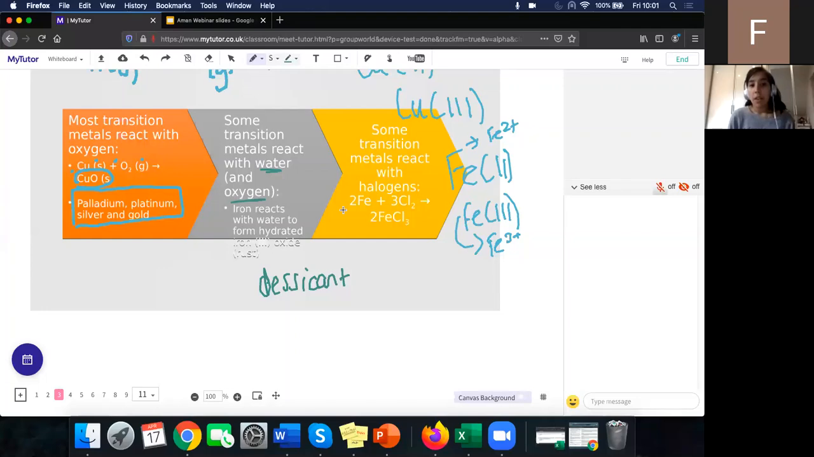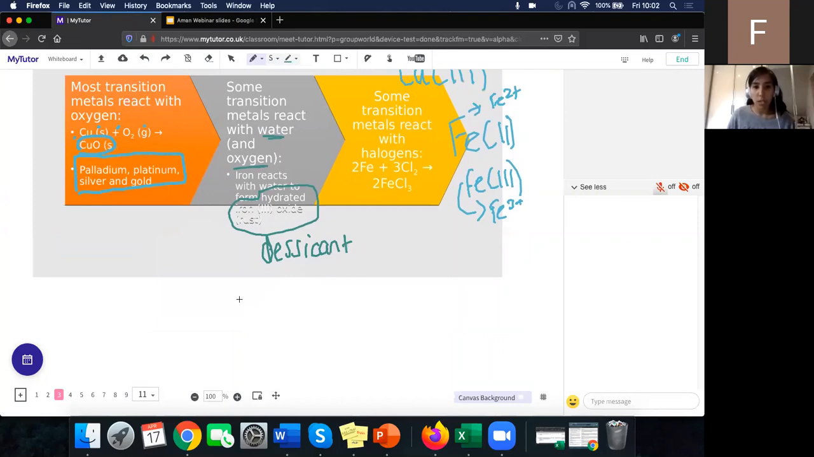And the other thing that you need to know about this is that it forms hydrated iron oxide. So all the exam boards want you to know that rust is hydrated iron oxide. I apologize that that's quite difficult to see. So it's hydrated iron oxide.